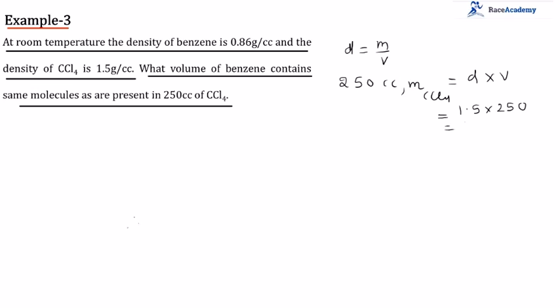Upon simplification, you will get 375 grams. So 375 grams is the mass of carbon tetrachloride. Mass we calculated, and moreover we know the molar mass of carbon tetrachloride: carbon is 12, one chlorine is 35.5, so a total of 154 will come for this. So we know the molecular mass, and we know the mass of carbon tetrachloride.